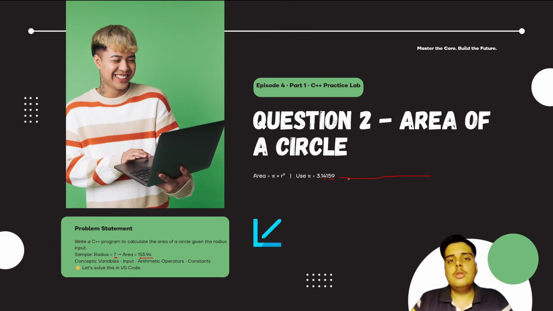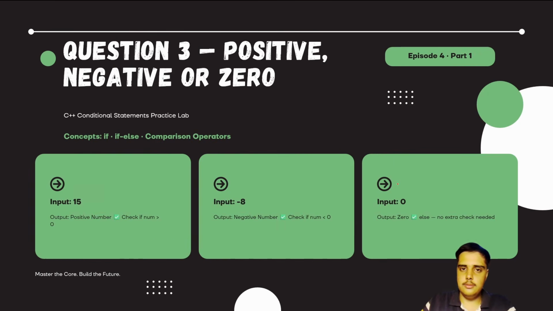If we want to go to more precision, then we can take double instead of float, and then we will multiply the same way, and it will come like 153.94 then. Or it can come in more precision if you take more decimal points. So it's correct. So now moving on to our third question.